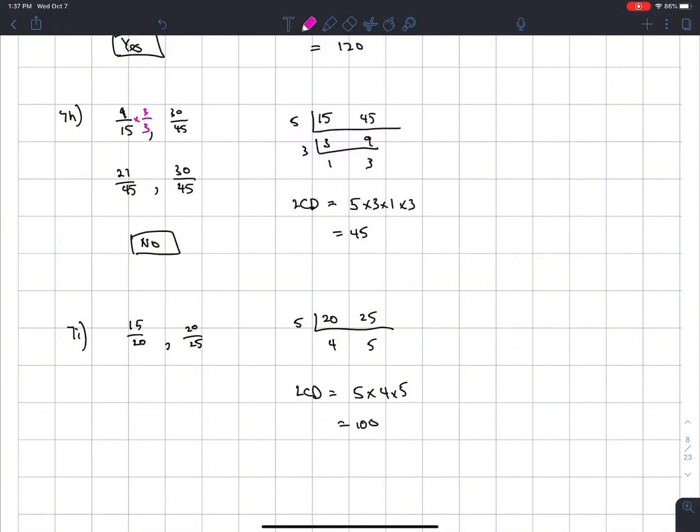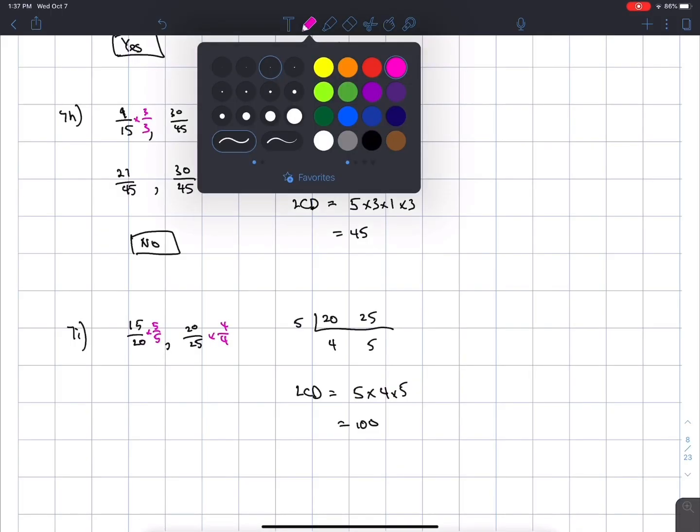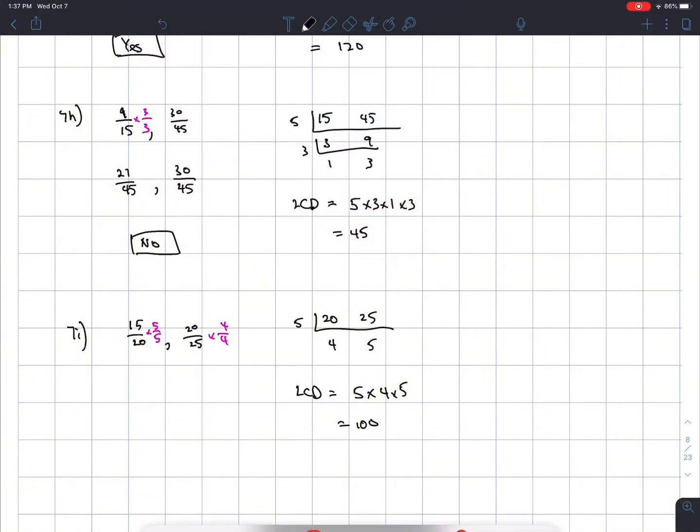For the left-hand side fraction, I can times both numerator and denominator by 5. For the right-hand side, I can times both numerator and denominator by 4 to make the denominator into 100. 15 times 5 is 75 over 100. 20 times 4 is 80 over 100. Now I can see that they are not equal, so I can say it's a no.